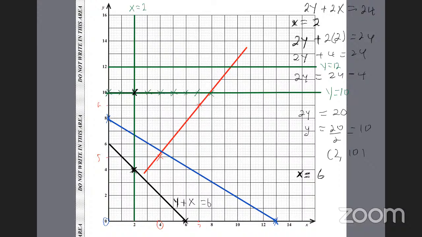Right, plug in x is 6. So that will be 2 by y plus 2 by 6 is equal to 24. So 2 by 6 is 12. So that'll be 24 minus 12. 2y is 12. So I got y is 6. So I am plotting 6, 6. That's it. Connect up your line.